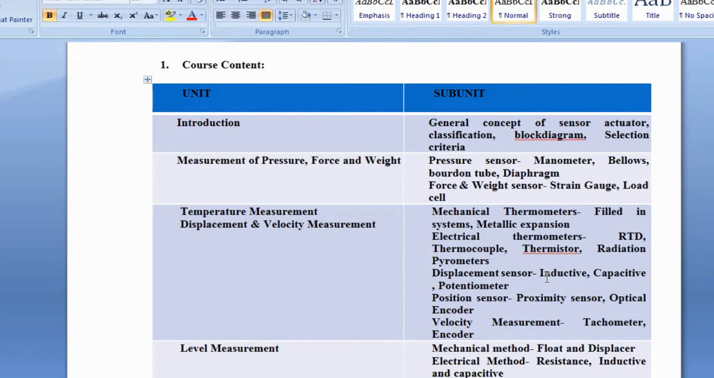That's very important. And next is the capacitive displacement transducers. That is a differential arrangement, which I have explained, and the differential arrangement is very, very important. Based on that, you can face derivation-based or numerical-based questions in the exam. Then the derivation for the potentiometer with loads, the potentiometer cell.